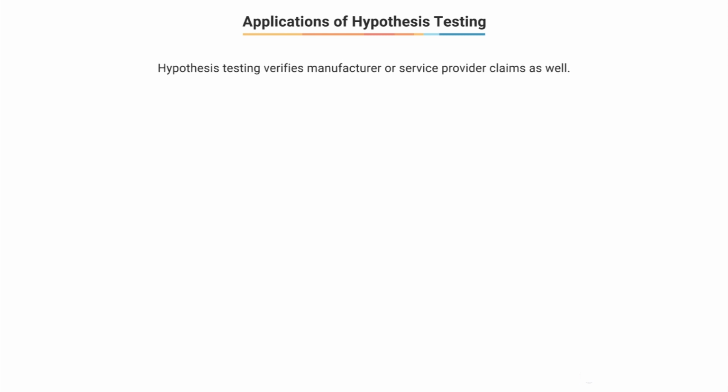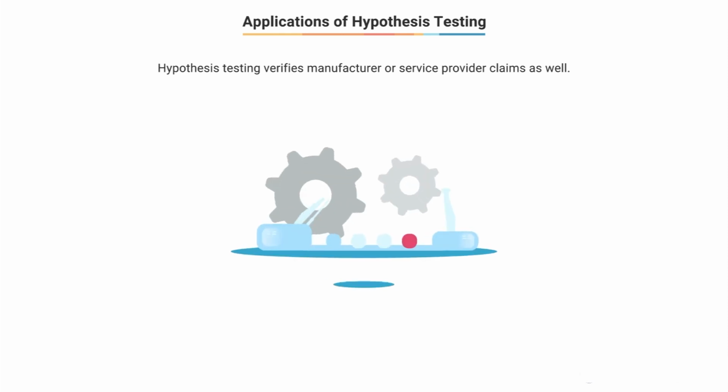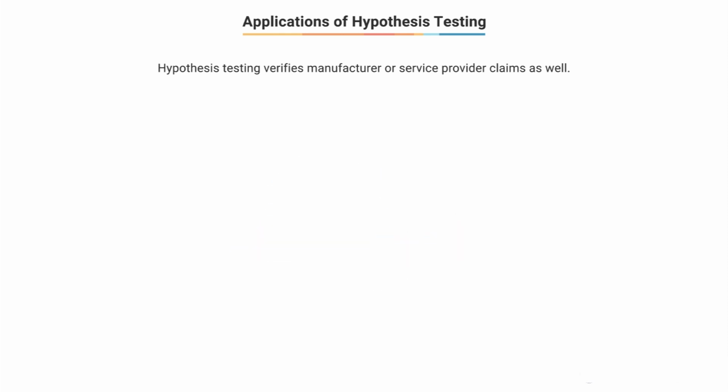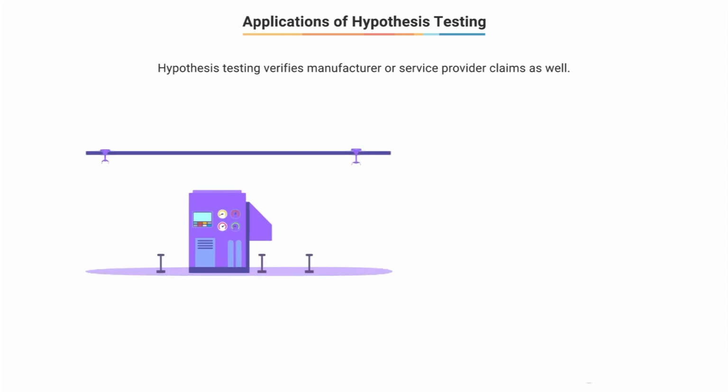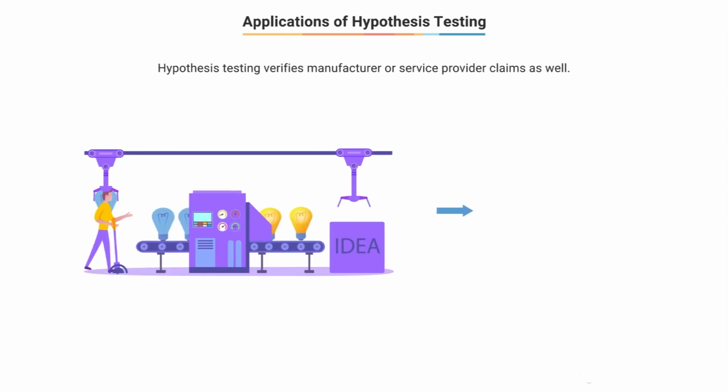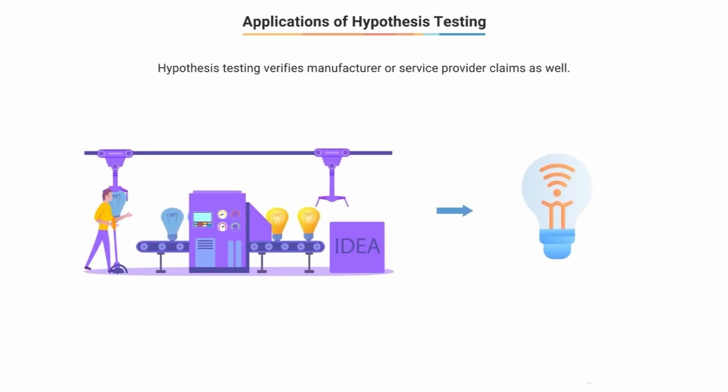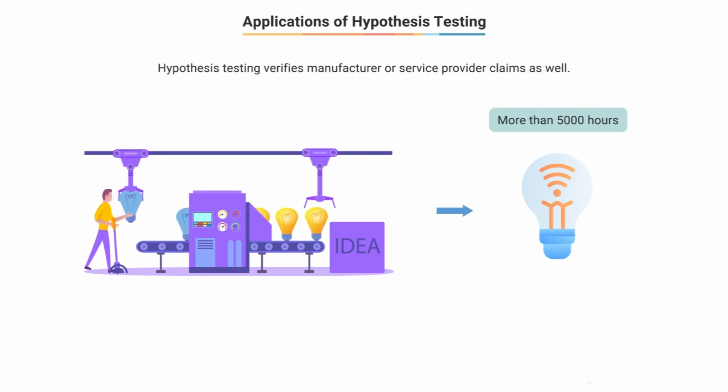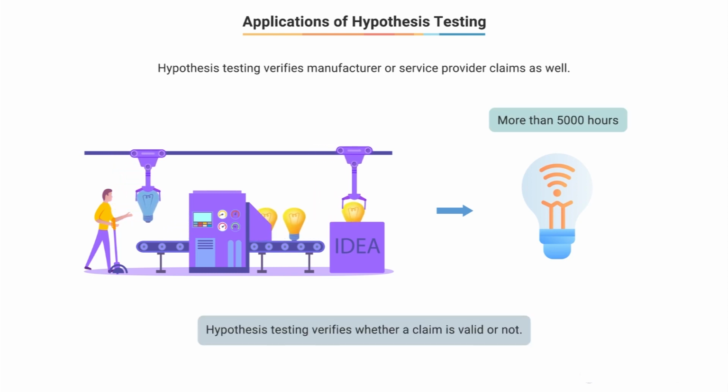Apart from the applications you saw here, hypothesis testing can also be used to verify manufacturer or service provider claims. For example, suppose a manufacturer of light bulbs advertises that their light bulb has a very long life of more than 5,000 hours. Then using the concepts in this module, you can easily test whether their claim is valid or not.